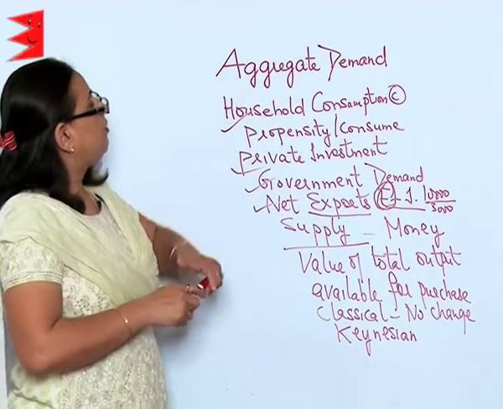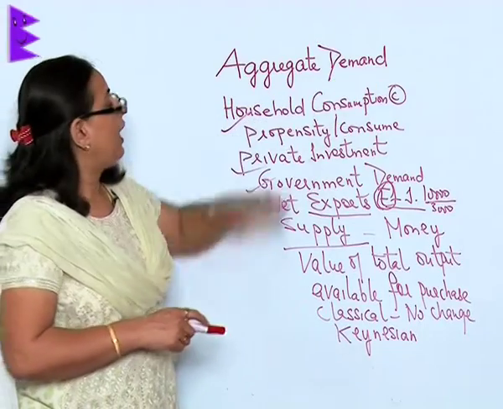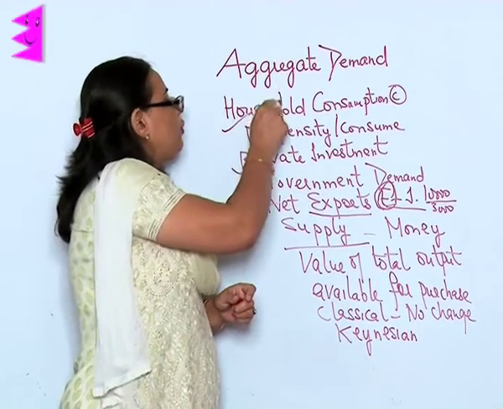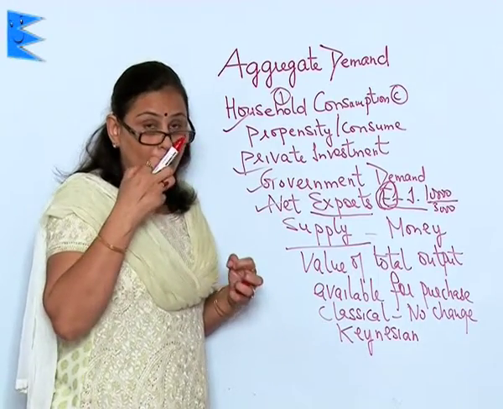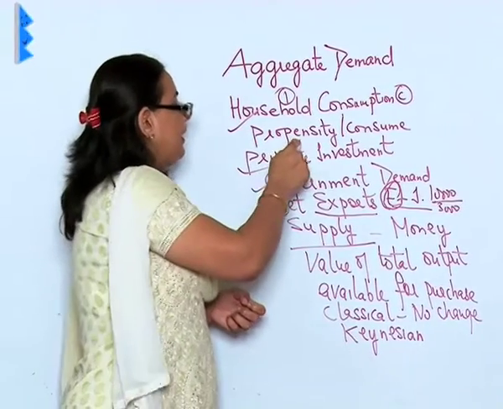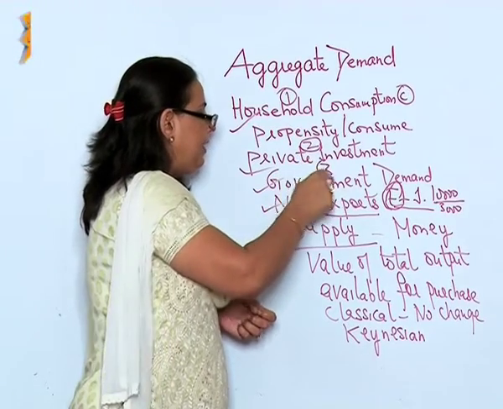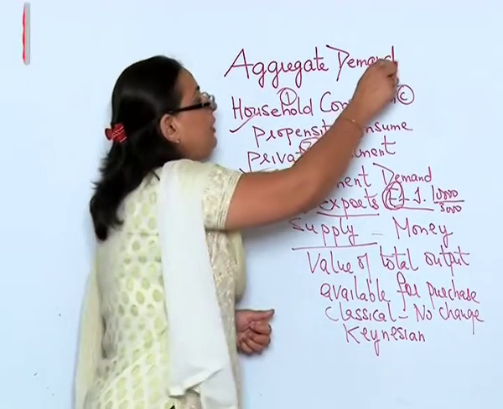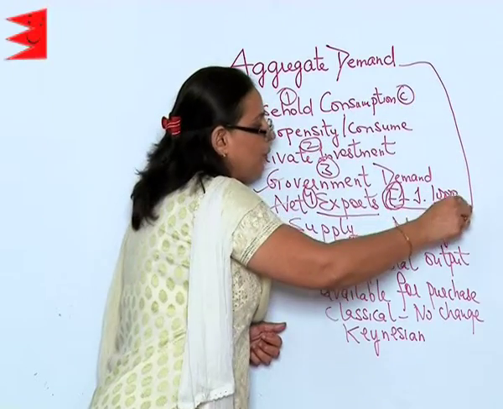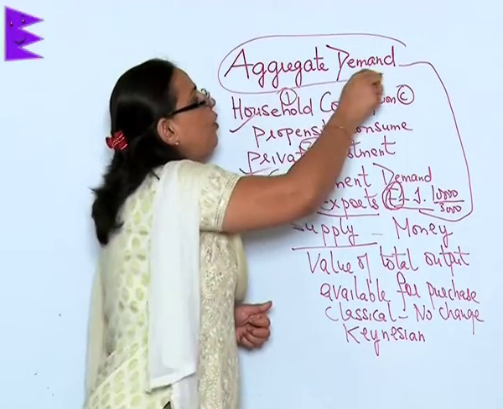So, here when I talk of the aggregate demand of an economy, I talk about the household consumption, its capacity, how much it can consume, then the private investment demand and the government demand, and lastly the net export. All these factors together make up what we call the aggregate demand of an economy.